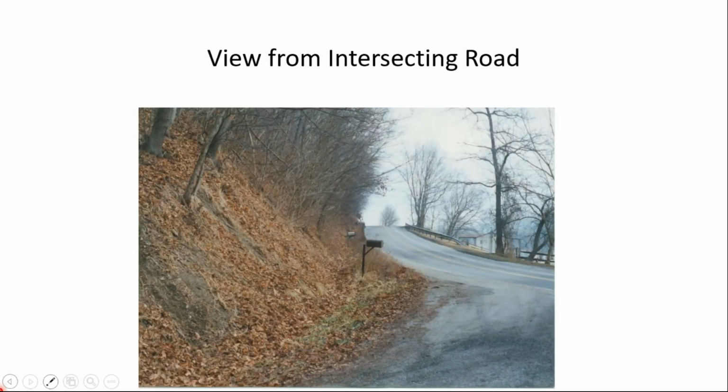This is a view from the intersecting road I mentioned. You can see there where the bank was shaved, I think. I used the term shaved back. The tree would have been well up here somewhere. You can see the slope is very steep, almost a vertical slope. So the tree would have been up here somewhere and fallen across the roadway this way.